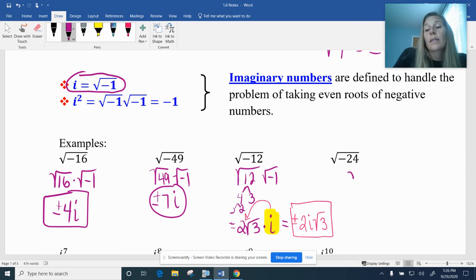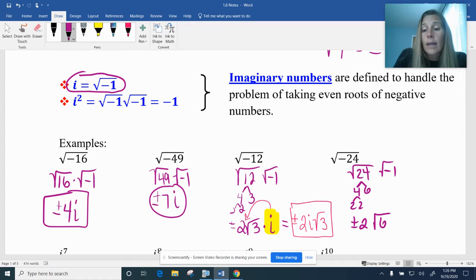So going on to the next one, we have 24 and negative 1. So you're just separating out that negative until the end. 24, you just break it down as you normally would. So we end up with plus or minus 2 radical 6. And then because the negative 1 inside the radical is an i, that i just goes in front of the radical along with that plus or minus 2.